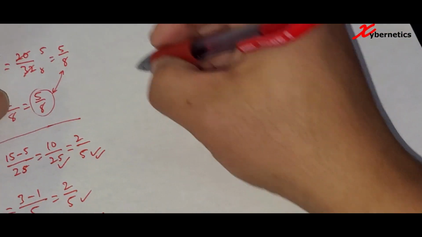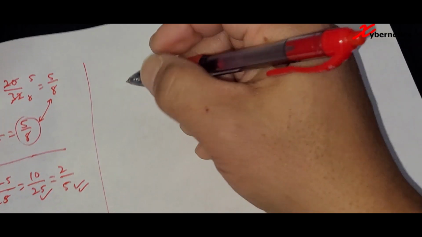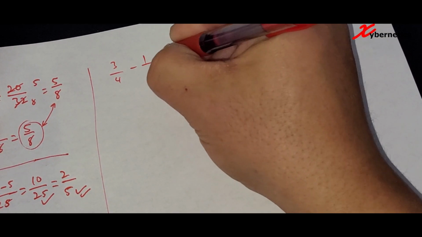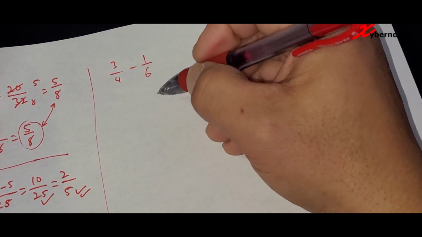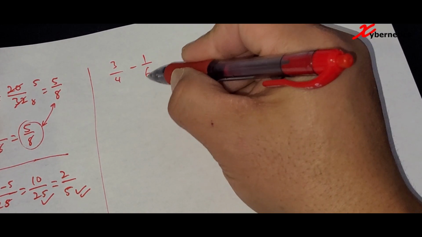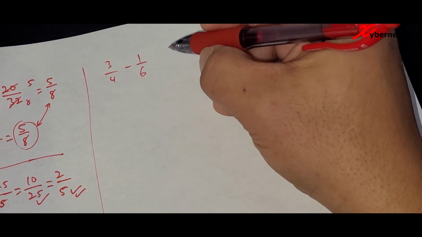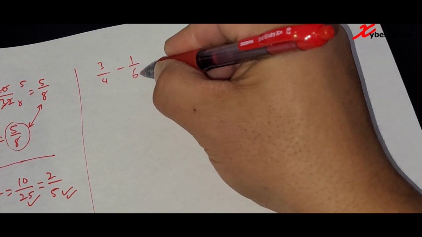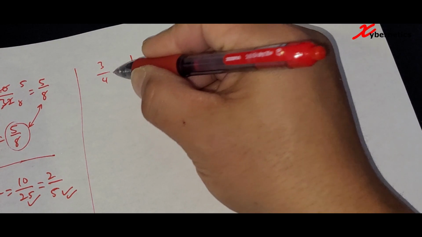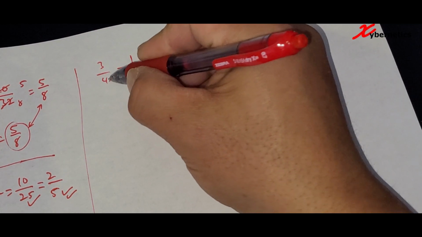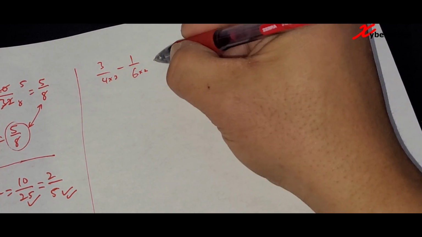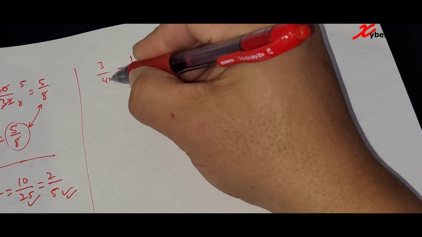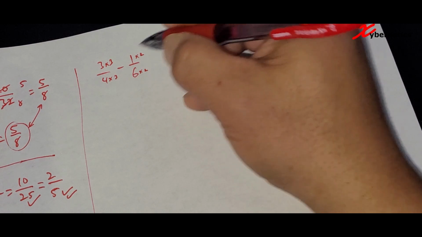I'm going to leave you with one last example here. Let's say, for example, 3 over 4 minus 1 over 6. As you can see, it's very obvious that you could multiply 6 times 4 to get your denominators to be the same. But you can see that 6 times 2 will give you 12, and 4 times 3 will give you 12 as well. So whatever you do with the denominator, you're going to have to do with the numerator. Whatever you do with this denominator, you're going to have to multiply by 3 on the numerator.